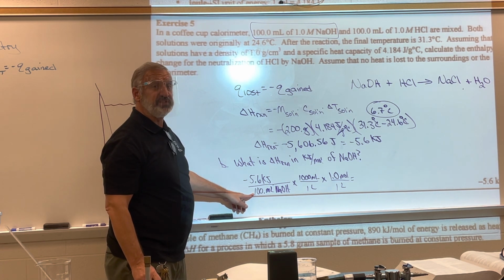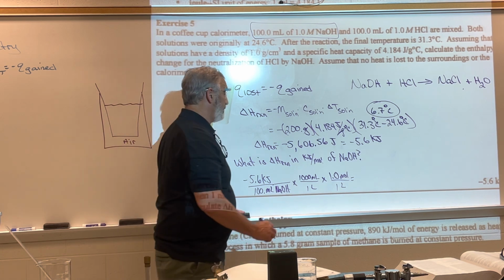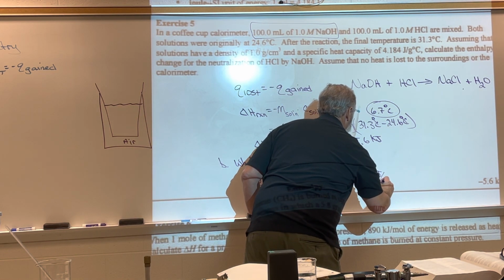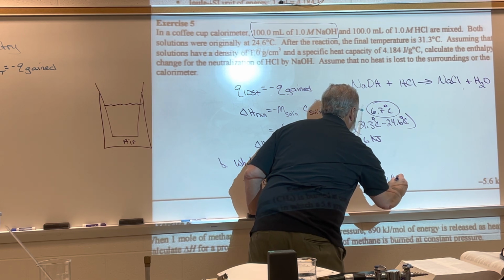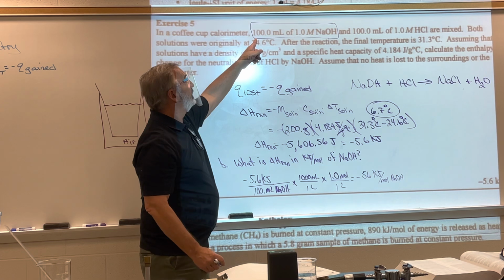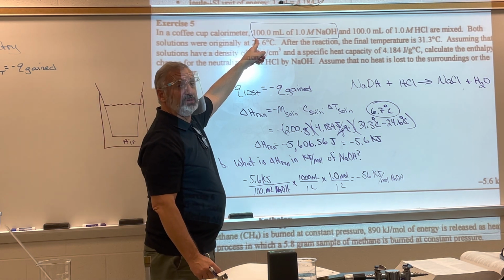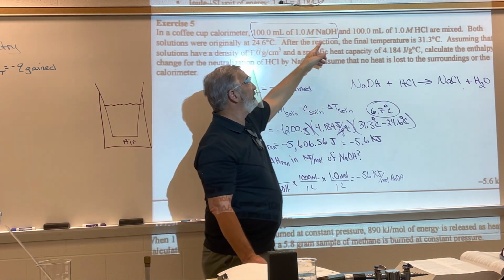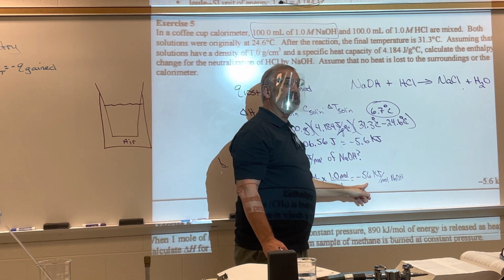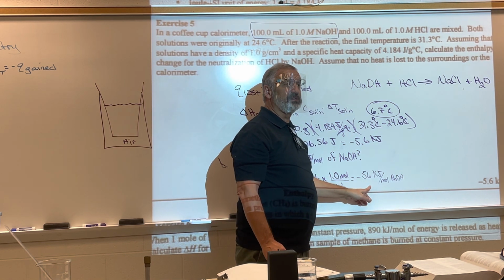So it comes out to 56, right? So if you were to put a mole and react a complete mole of NaOH with enough HCl to react with it completely, you'd expect negative 56 kilojoules to be released.